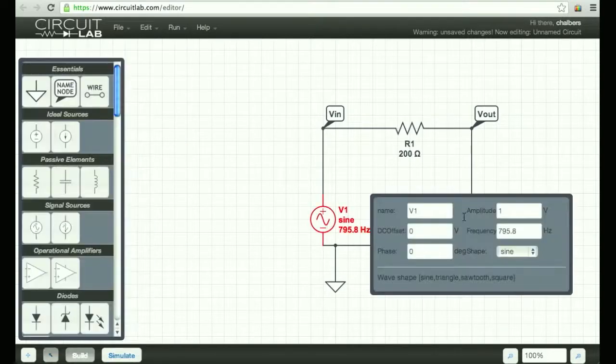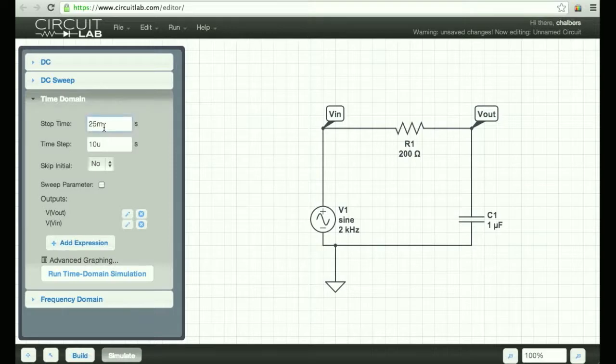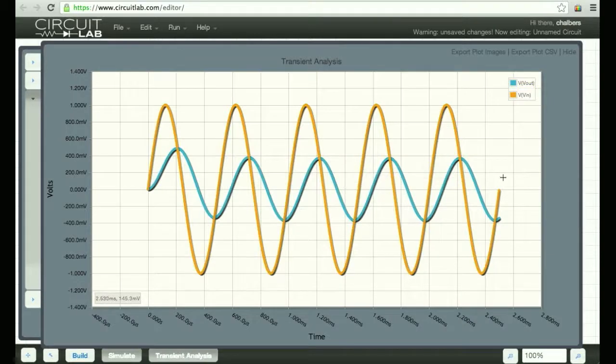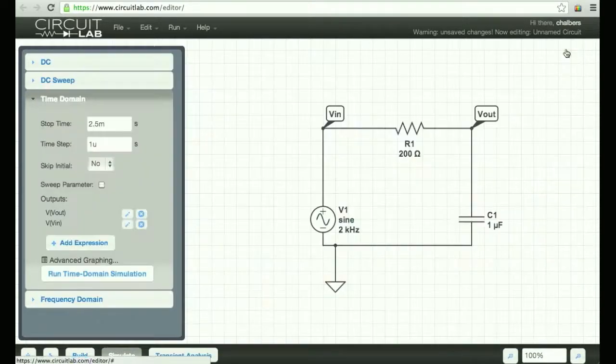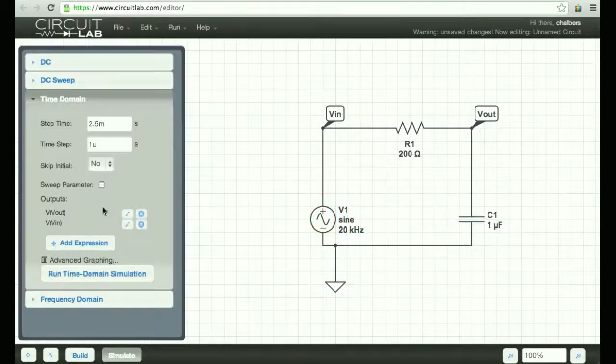Now, for some reason it was set at 795.8 hertz. I'm going to make that frequency bigger. So instead of like 800 hertz, I'm going to make it 2,000 hertz. And I'm going to run another simulation. How does the output size look relative to the input size? Is it smaller than it was before or bigger? Smaller. What do you think would happen if I made my frequency even bigger? So instead of a 2 kilohertz sine wave, let's put in a 20 kilohertz sine wave. Wow!